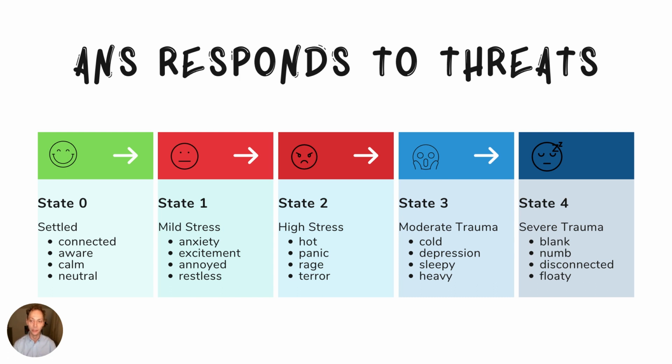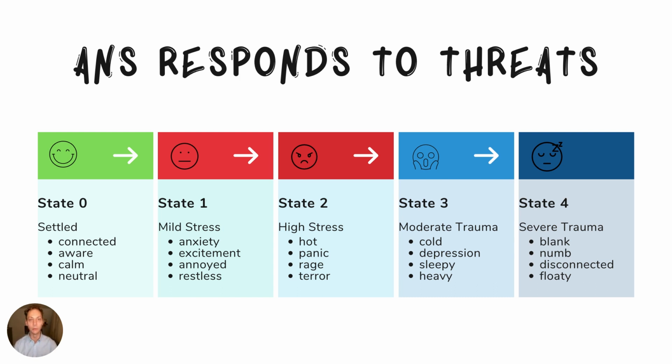You add pressure, you add activation to the autonomic nervous system, and you get state 3. This is a reaction to moderate trauma. And this too is pretty stable. You can spend a lot of time there. It's not pleasant at all, but it's pretty stable.